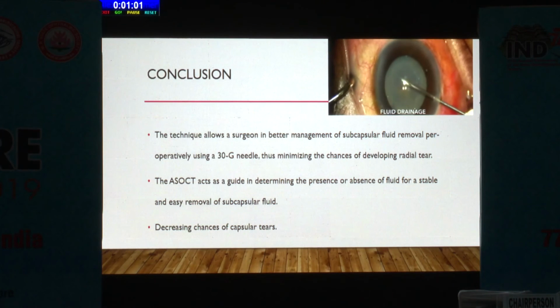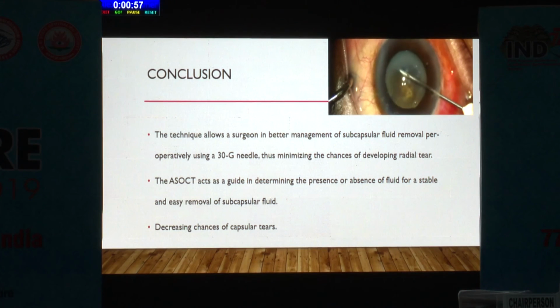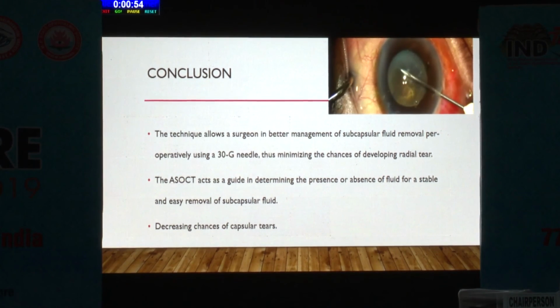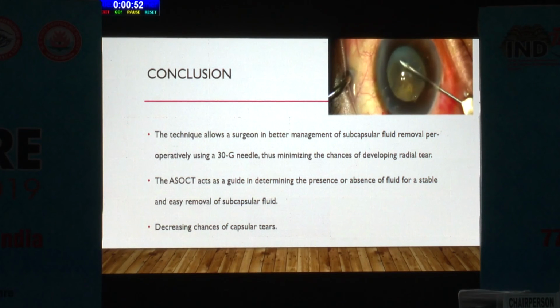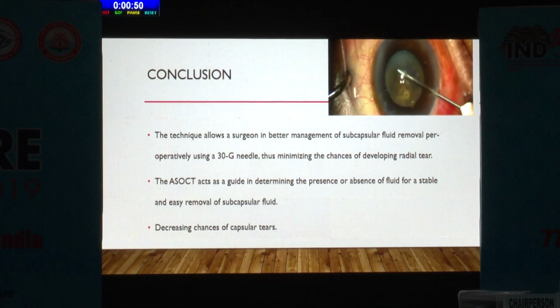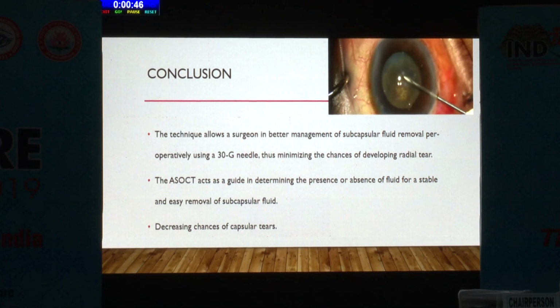So in conclusion, this technique allows the surgeon better management of the subcapsular fluid removal, and you can use a 30 gauge needle, a 26 gauge needle, whatever is available to you. The ASOCT helps you determine the presence or absence of these fluid spaces, and then only do you need to do the needle removal. It actually decreases the chances of capsular tears.